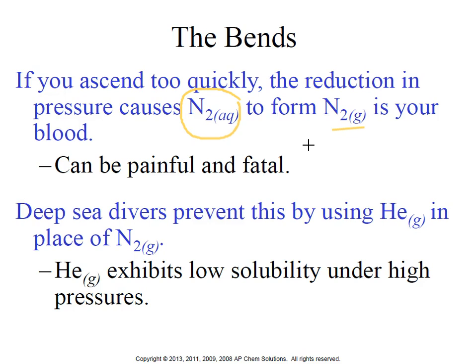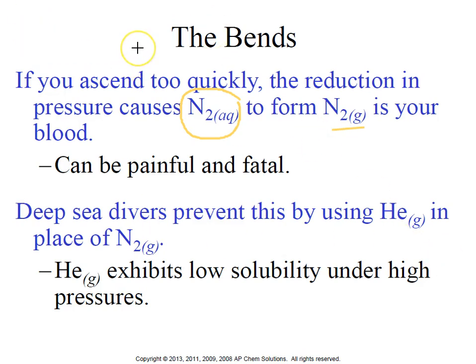To prevent this, though, in the scuba diving tanks, they'll use helium instead of nitrogen. And helium, remember, if you look back at the previous slide where we talked about hydrogen gas having low solubility no matter the pressure, helium's going to act almost the exact same way. So helium exhibits low solubility even when the pressure gets really high, because it has very little intermolecular forces and it's a tiny particle, so little dispersion forces, so little solubility, period, and the helium in the place of the nitrogen will prevent the bends.